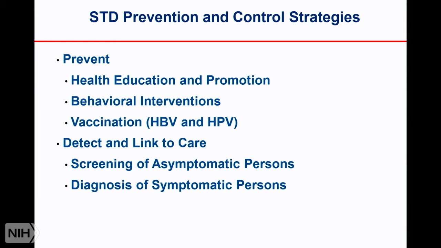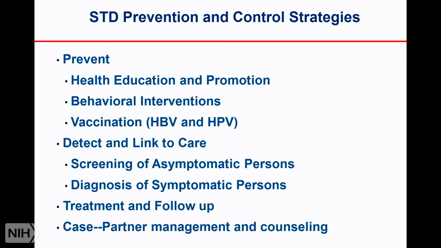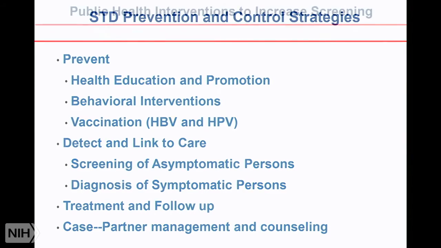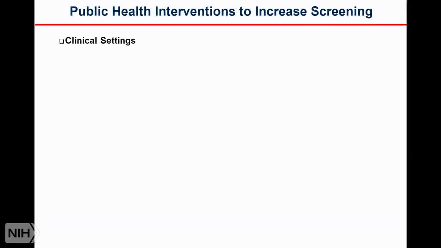Detect and link to care. That means doing a lot of screening of asymptomatic and diagnosis of the symptomatic people, treatment and follow-up of those individuals, and of course, case partner management. If you've identified a person who's infected, you need to find out how they got it, who they got it from, and get them out to treat them.